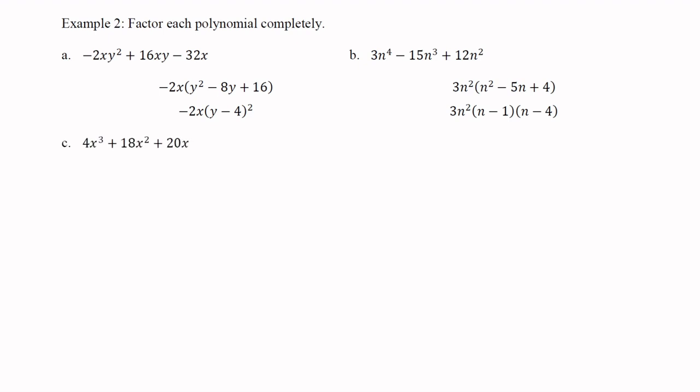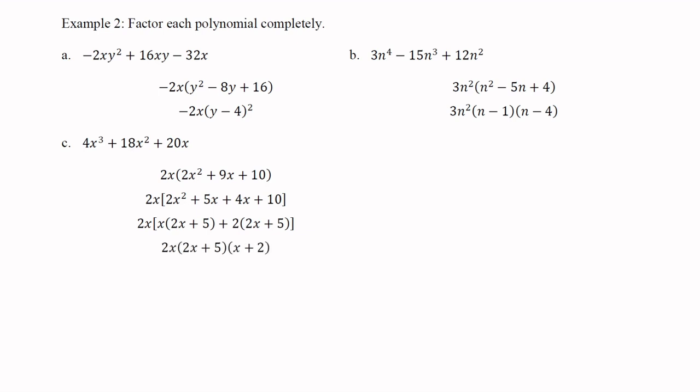For this trinomial, we can pull out an x. We can also pull out a 2 because all of those coefficients are even numbers. So we'll pull out a 2x. That leaves 2x squared plus 9x plus 10. And then we will see about using the AC method. Two numbers that multiply to give us 20 and add to give us 9 are 5 and 4. So we'll split up that middle term into 5x plus 4x and factor by grouping. We get a 2x plus 5 in both of those terms, so we'll factor that out, leaving behind an x plus 2.